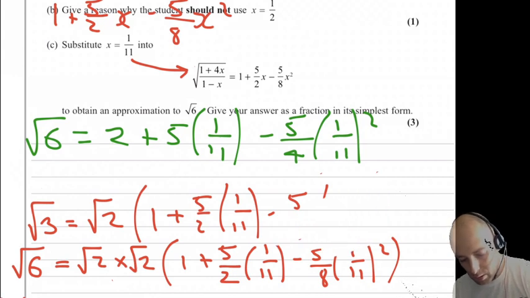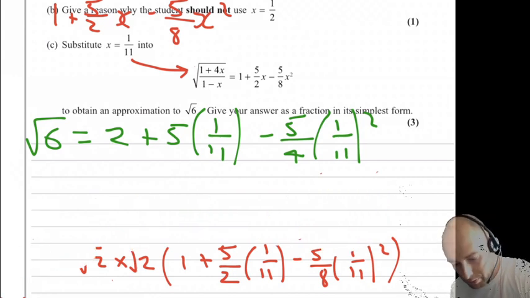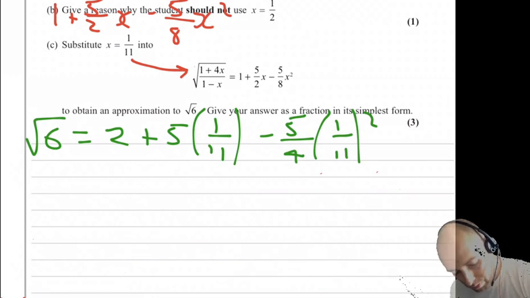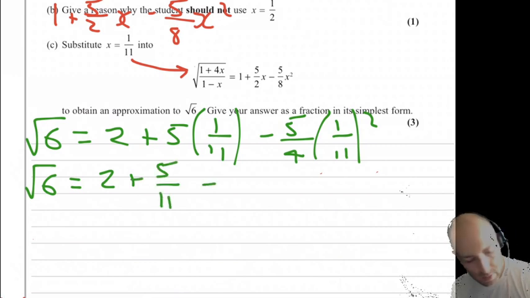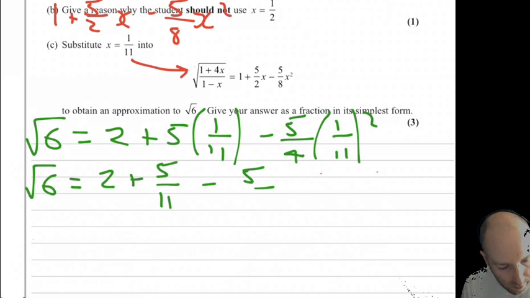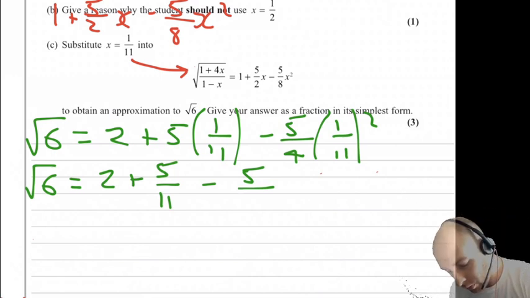And we can chuck that. Oh, we want a fraction in simplest form. Okay, keep going with it then. So root 6 equals 2 plus 5 elevenths minus, here we go, 5 over 121 times 4, 484.